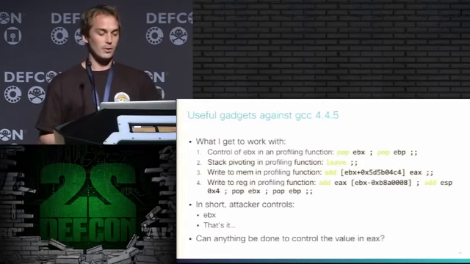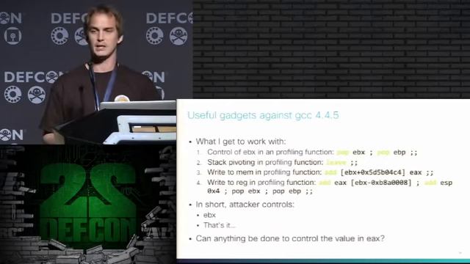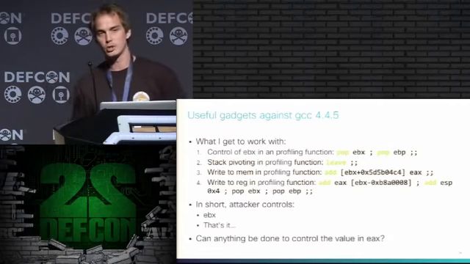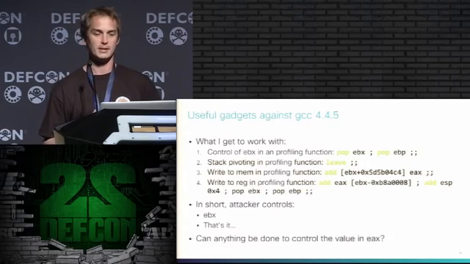And I've also got the other way around, a write to registry, meaning that by controlling EBX, I can grab a value from memory and load that in EAX. Okay, so that means that in short, as an attacker, you control EBX, and that's about it, right? So you have to find a way to achieve control of EAX also.